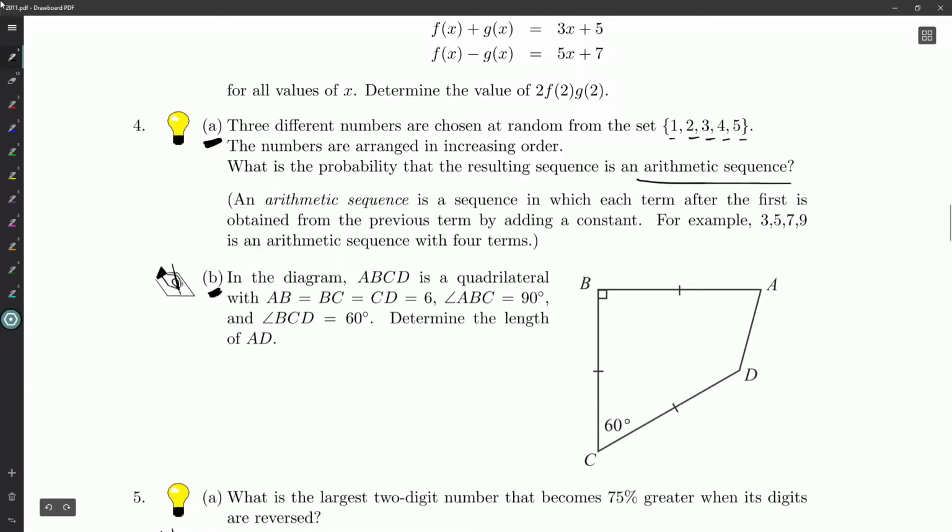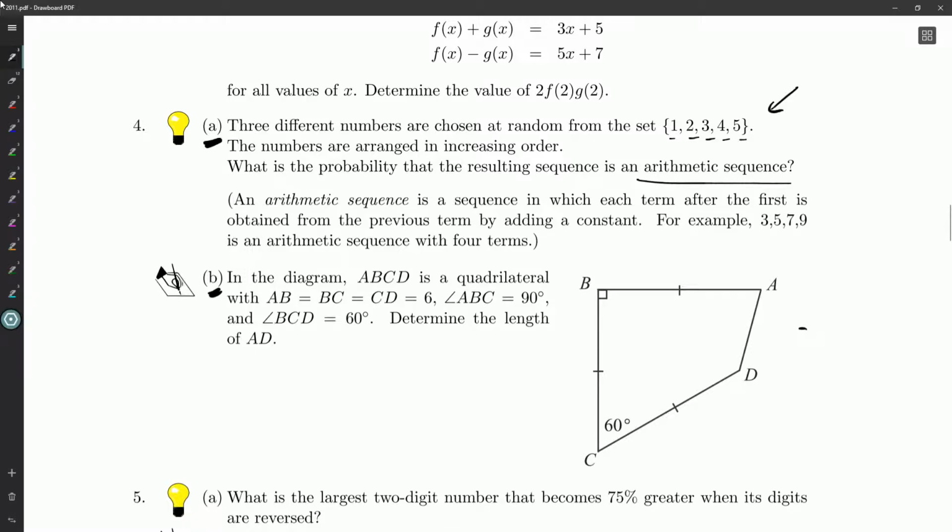So an arithmetic sequence is one where you start with a number. Their example starts with 3, and then you keep adding on a constant, in this case 2, to get the next number. So 3 plus 2 is 5, then plus 2 again is 7, plus 2 is 9, and 11, and so on. So that's what an arithmetic sequence is. And you do need at least 3 numbers to make an arithmetic sequence. They just want to know, okay, 3 numbers are selected at random. What are the chances that you get an arithmetic sequence?